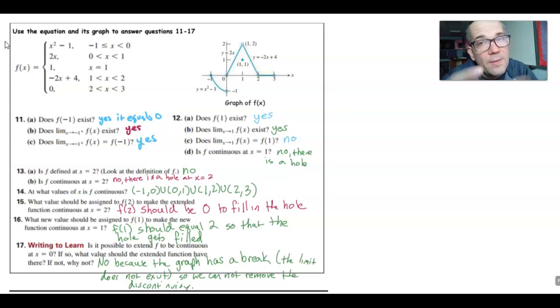We can only fix them if it's a hole in the graph. We can't fix it if it's a break, because to fix a break, you have to actually move a whole part of the function. But you can always just plug up a hole by changing the y value of the function at that point.